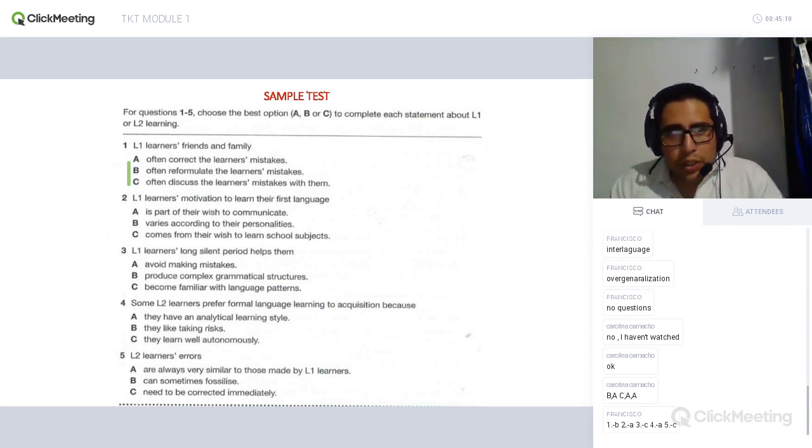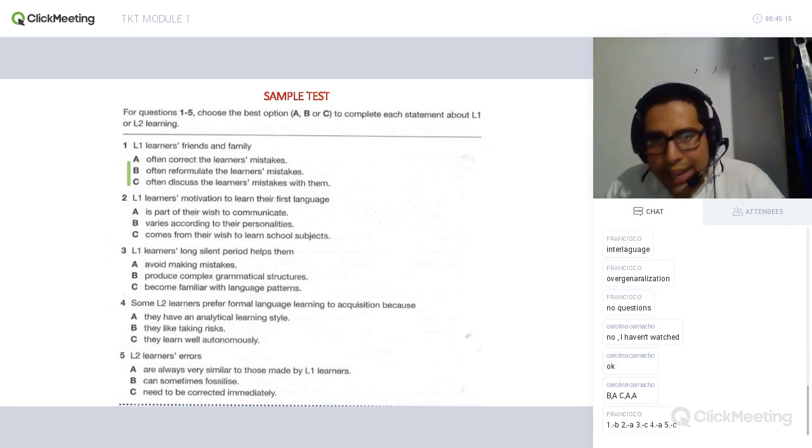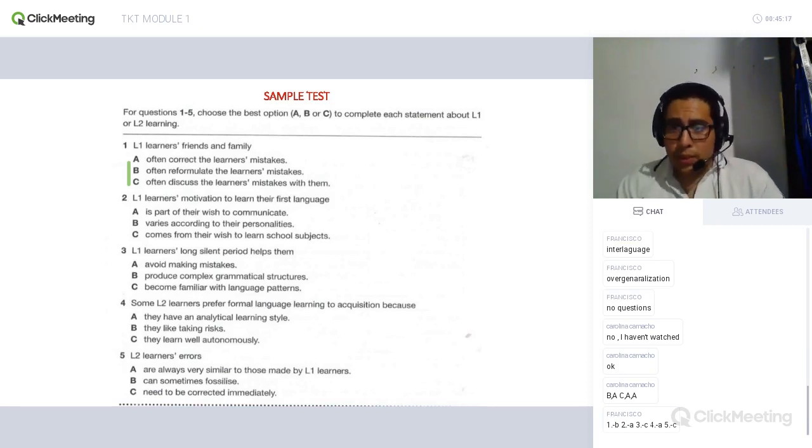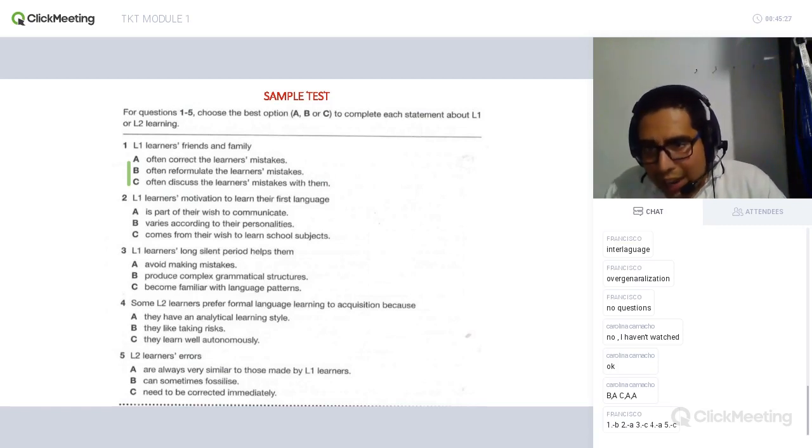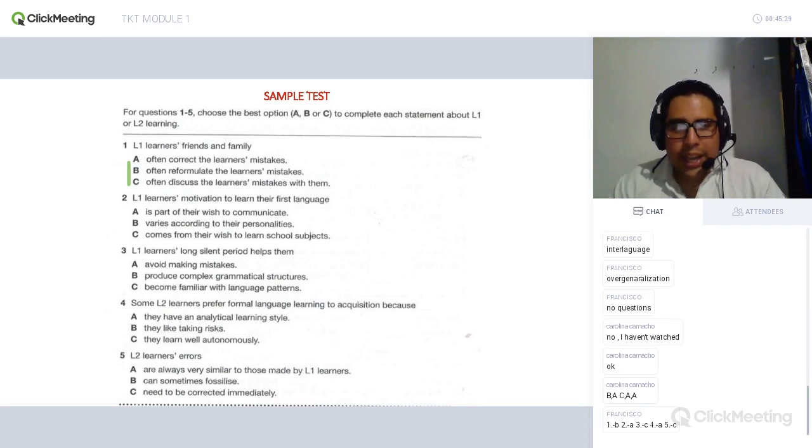Okay, for number two, L1 learners' motivation to learn their first language, you both wrote A. It's part of the wish to communicate. Well, as I told you, more than a wish, I would say it's a need to communicate. Okay, number three, you have the same also, letter C. L1 learners' long silent period helps them become familiar with language patterns.